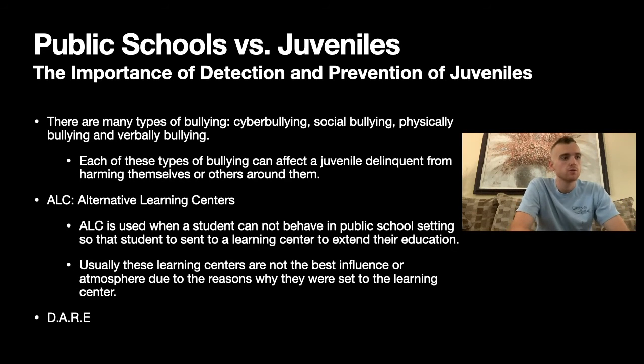So for the next topic, we're going to be talking about public schools and juveniles, the importance of detection and prevention of juvenile delinquency. In every school, there's bullying. There could be cyberbullying, social bullying, physical bullying, or verbal bullying. Each type of these can have a different effect on each person, which can lead them to either harming themselves or harming someone around them.